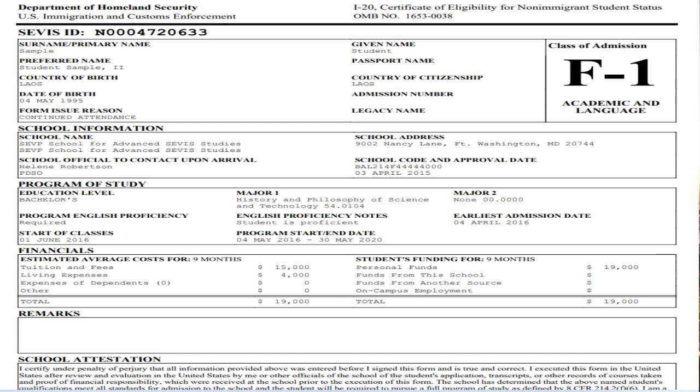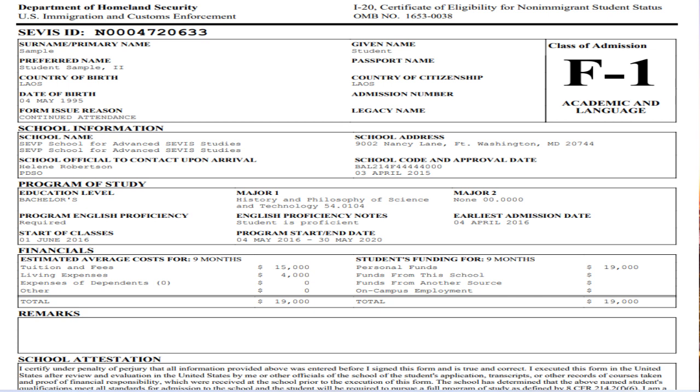Now you can see the I-20 form on the screen. Let us look at what it contains. First of all, it contains your basic information, or the student information, about his date of birth, the country of origin, country of citizenship, the form issue reason, the legacy name, everything that is mentioned. The first information is about the student. Second information is about the issuer, the school information, which certified school the student will be entering to study the program.